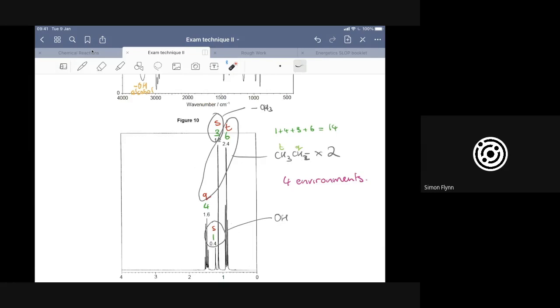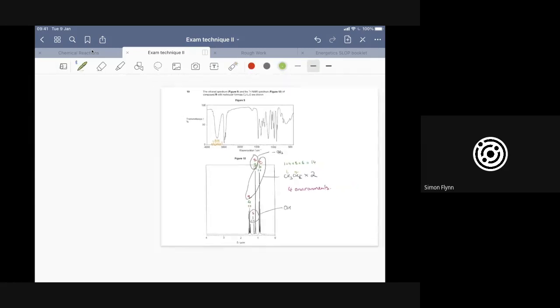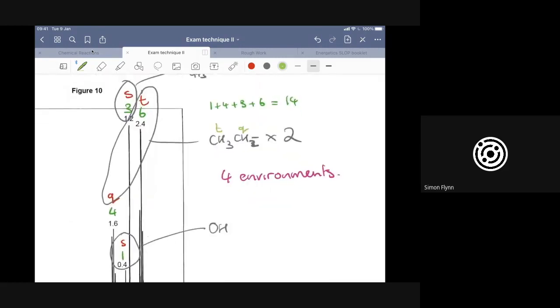4 environments, and we've got how many carbons? 6. So that equals some symmetry. That's the other thing we could say.